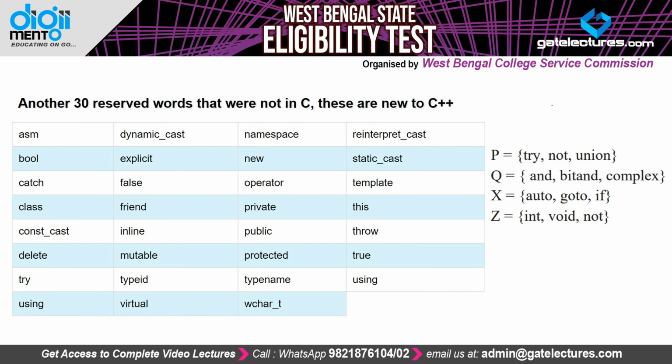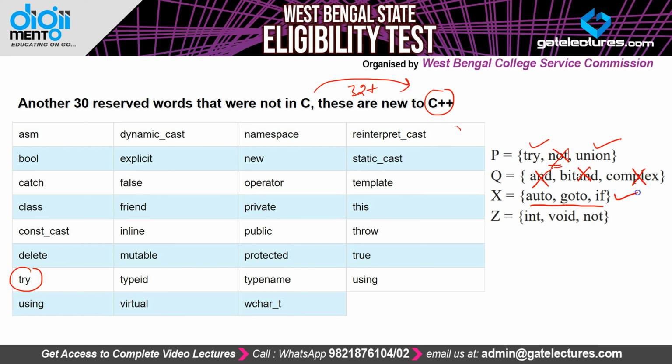Okay, now let us look at C++. Obviously any keyword which is present in C is also in C++, because C++ contains all the C keywords, which are the 32 keywords, plus some extra keywords. Now you can see the try keyword is present in C++, and this not keyword you can clearly see is not present in C++, and union is present. Why? Because we have seen in the previous slide that union is present, but not is not present at all. In the next case we have the and keyword, and this and keyword is not present in C++, and bitand is also not present in C++, and this complex keyword is also not present.